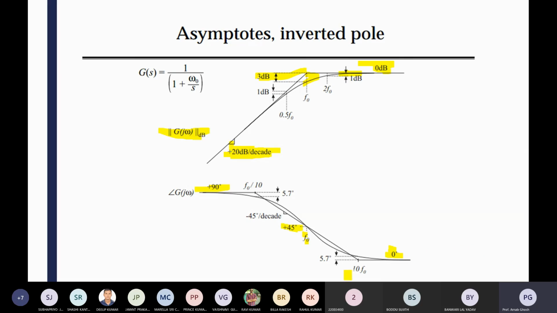So at that point, at 10 f0, plus 90 and minus 90 give 0 degrees. And the same thing is reflected in the gain plot. It will start with plus 20 dB per decade, then at f0 it is similar for your pole gain and your zero gain. So it will be plus 20 dB per decade plus or minus 20 dB per decade, so that may cause 0 dB per decade. Okay.